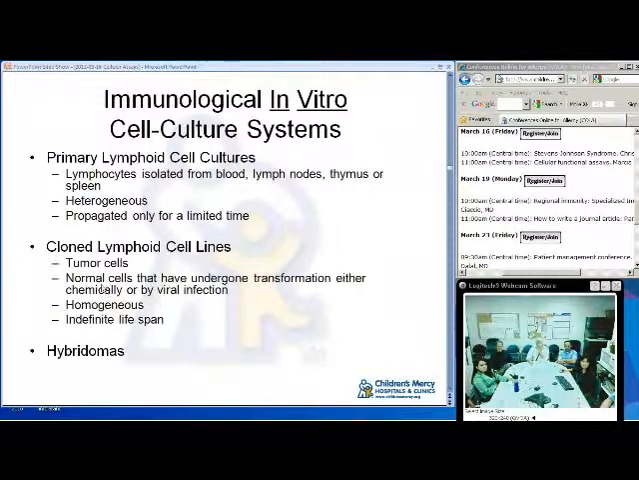The other way is to clone lymphoid cell lines, and these are essentially tumor cells. You can also do this by taking a normal cell that has undergone transformation, either chemically or by a viral infection. A cloned lymphoid cell line is a homogeneous population. Every cell is the same, and these cells have an infinite lifespan. And then also, obviously, we have hybridomas as well.